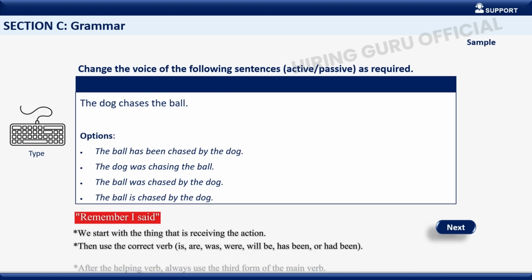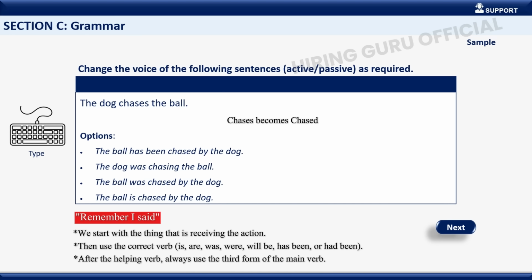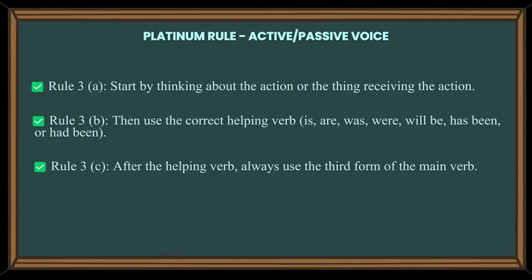Now it's time for us to change the verb as well. So we change the verb chases to its third form, which is chased. And lastly, we end the sentence with the person or the thing which is doing the action, which in this case is the dog, so the sentence becomes, the ball is chased by the dog. Guys, I hope now you have a clear understanding of how to change sentences from active to passive voice. So just follow the simple rules we discussed and you'll be all good to go.